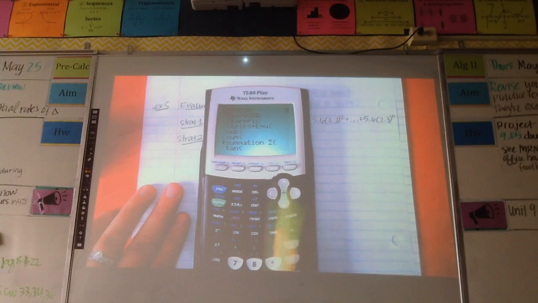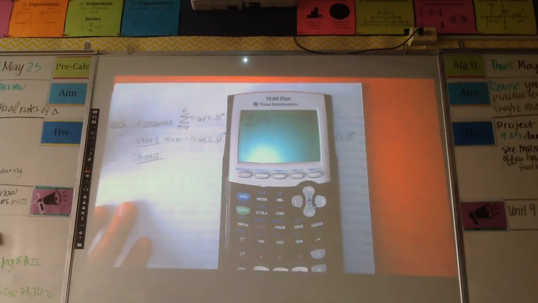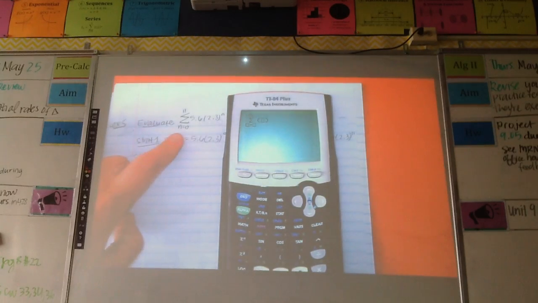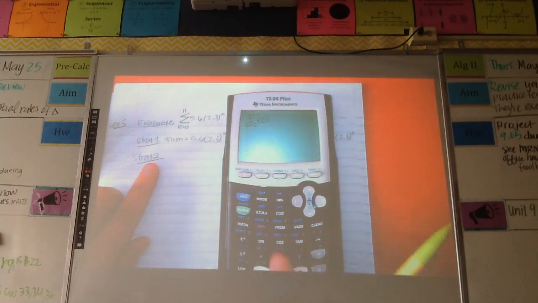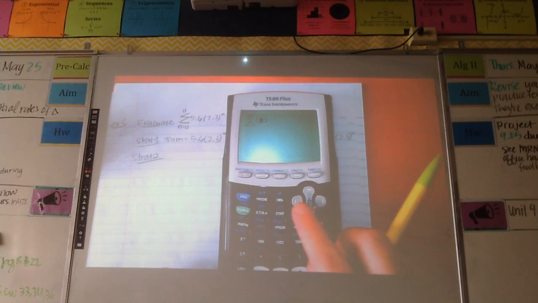Summation. Look for that sigma. How nice is that? This looks exactly like the expression you were given. You're just going to type in values. Now, this expression has n's, but you can use x instead, right here. So you have x going from 0 to 11.